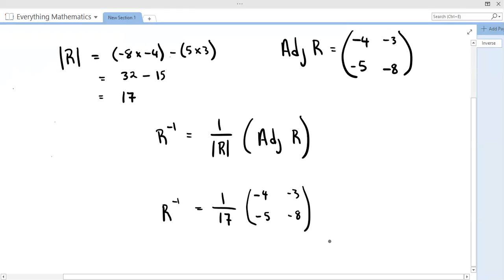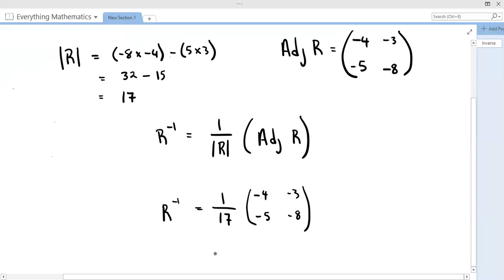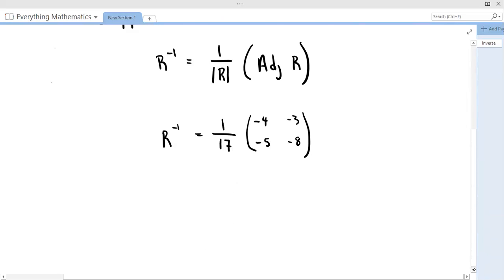What some teachers do depends on who's teaching you, your professor, teacher, whoever. Some teachers will accept it just like this. For some teachers, this is perfectly acceptable as an inverse. Some others prefer to see it multiplied. They prefer you see the 1 over the determinant as a scalar, and then you multiply that by the matrix.